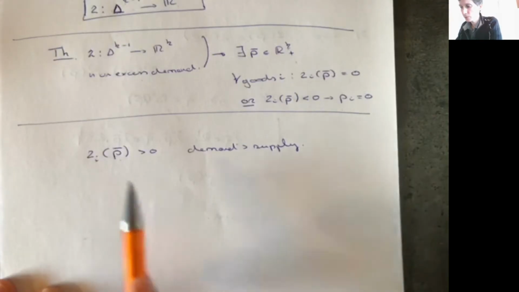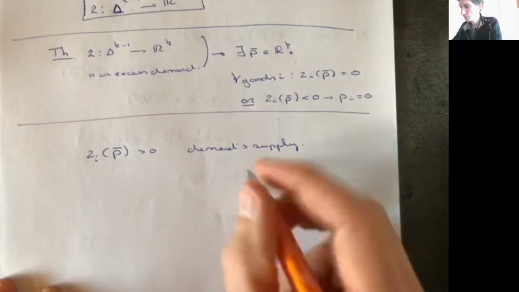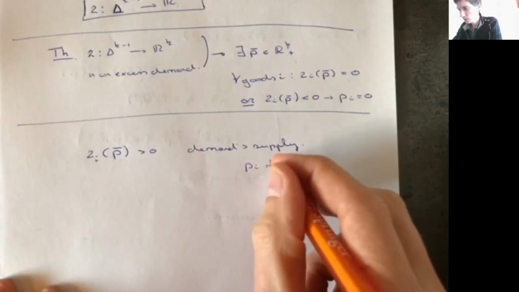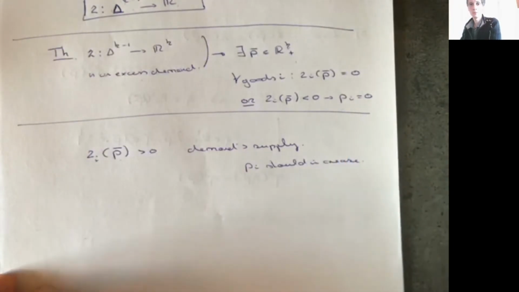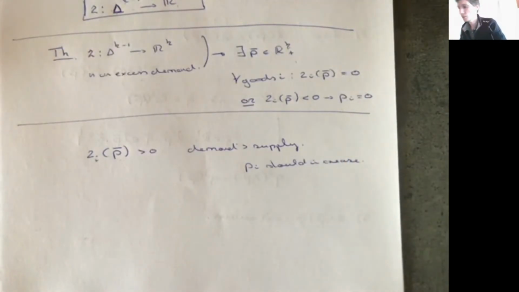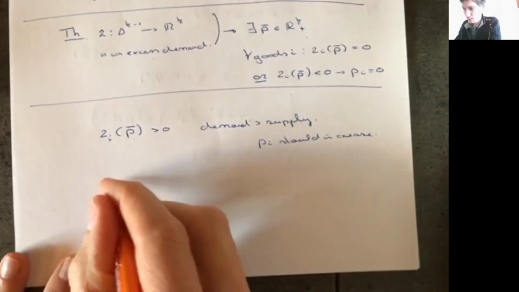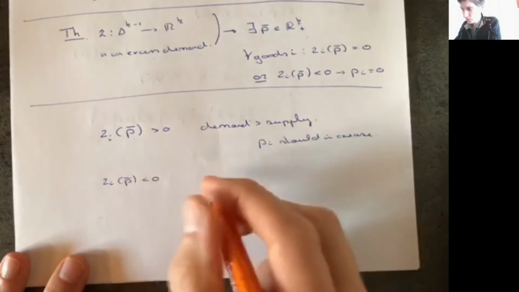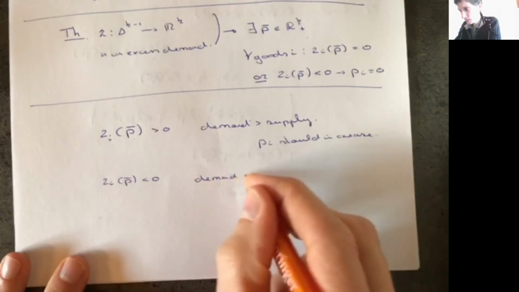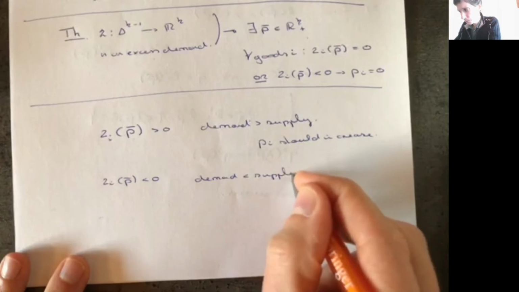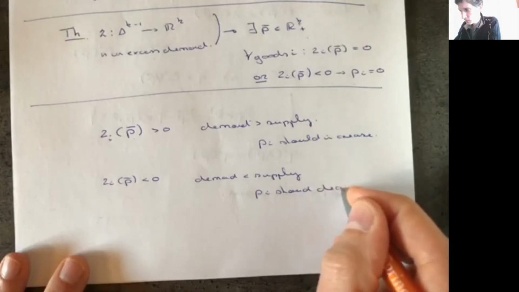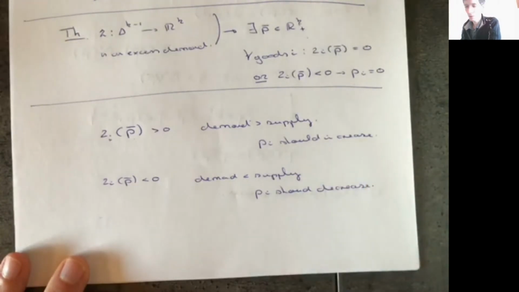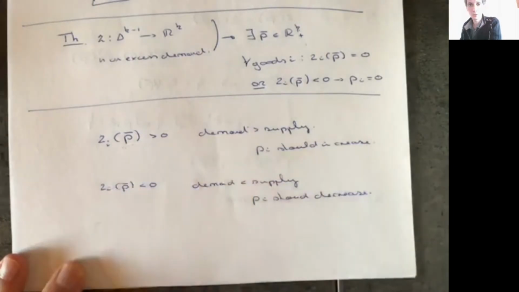Okay, and if demand is bigger than supply, then we would expect that the price for this particular good should go up. So Pi should increase. Okay, there's more demand than supply, price of good I goes up. If Zi(p) is smaller than 0, well, then we know that demand is smaller than supply. So Pi should decrease. Okay, which is basically the mirror image of this thing here.